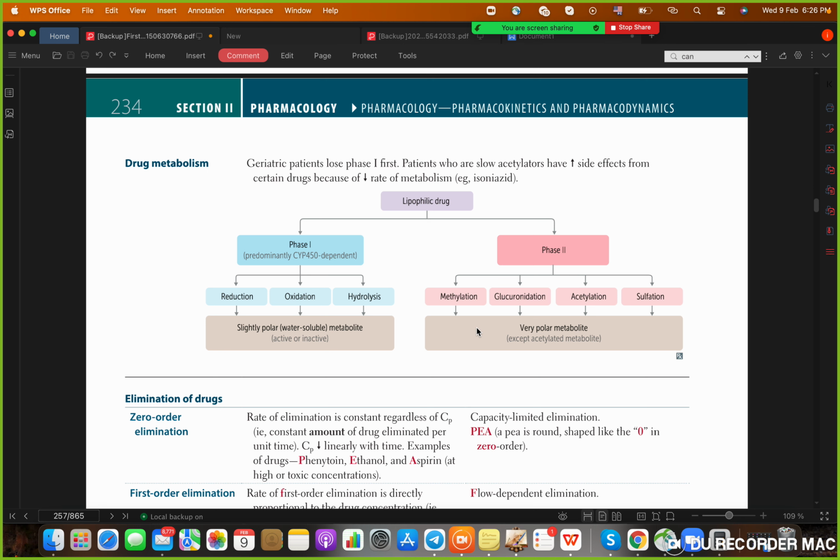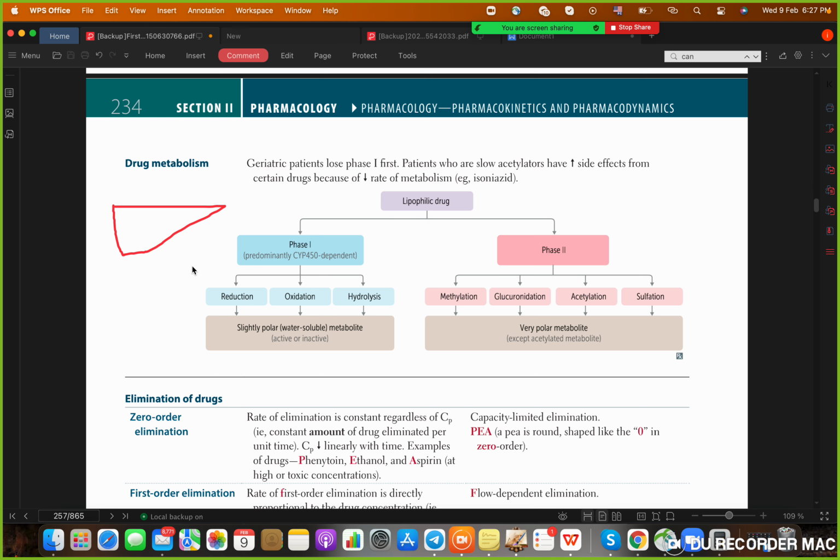So the cytochrome P450 is located within zone 3. And they write here that geriatric patients lose phase 1 first. Basically, cytochrome P450 is a really big molecule with so many biochemical reactions happening inside of it. It has two main phases, phase 1 and phase 2. Patients who are slow acetylators have increased side effects from certain drugs such as isoniazid because of a decreased rate of metabolism. They cannot metabolize the drug as fast, which means the drug is going to be stuck in their body for a really long time.